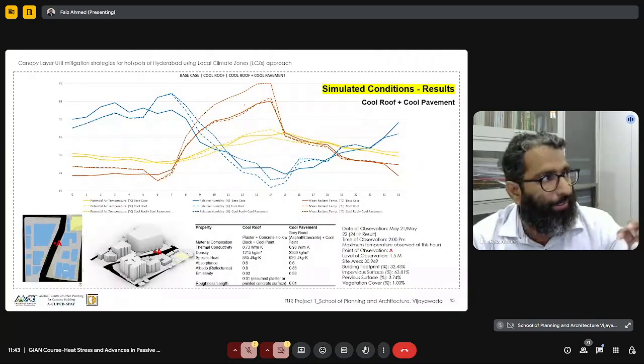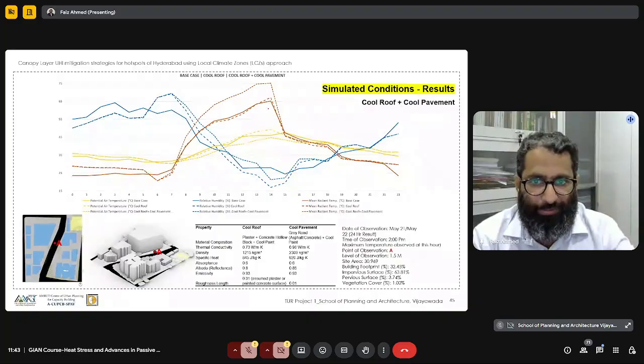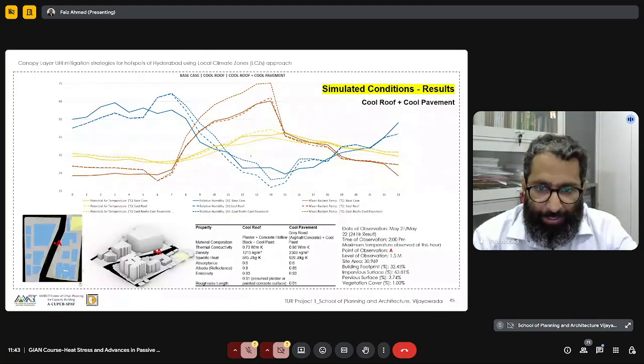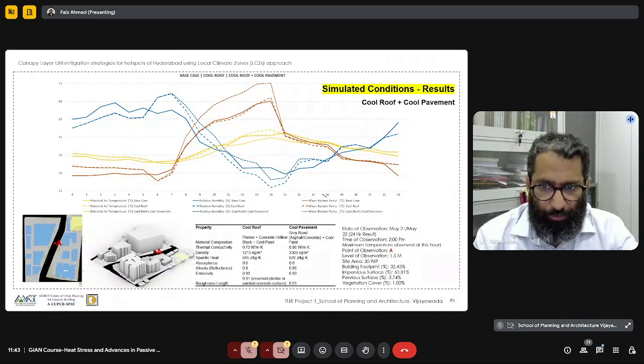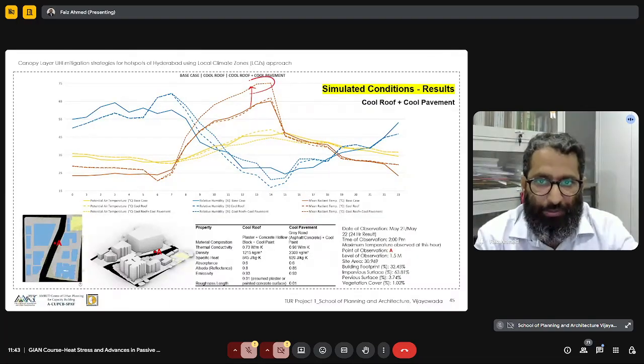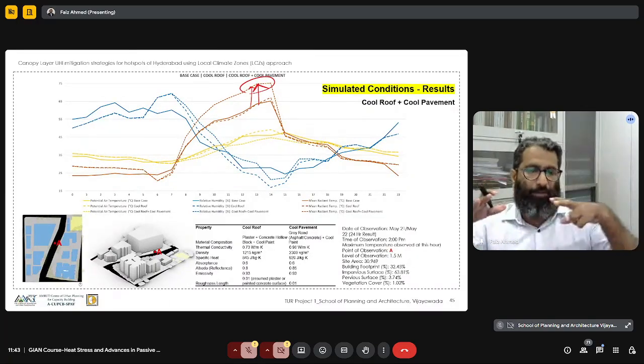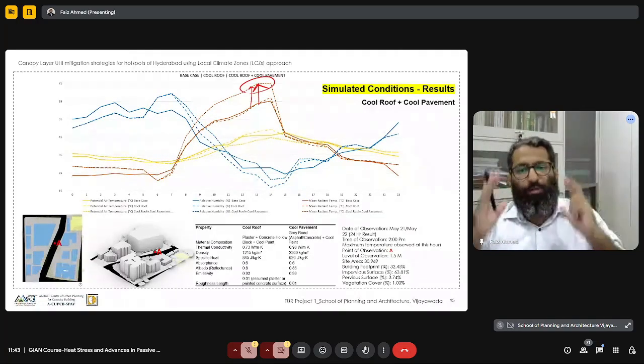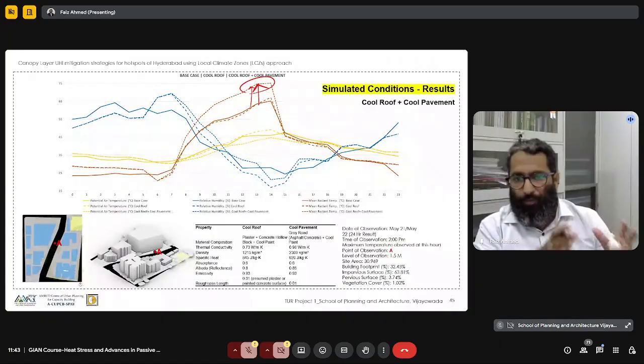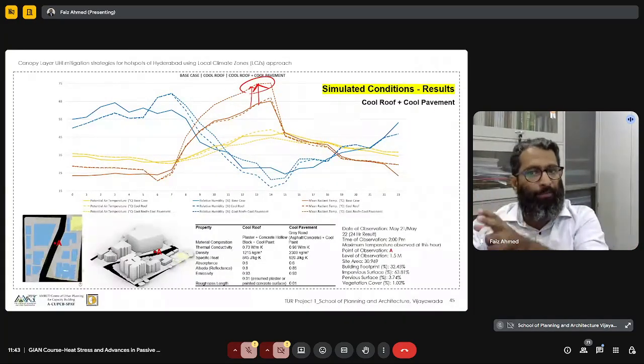However, if you see the other parameters, for example, mean radiant temperature. You can see this is the mean radiant temperature, this is the base case and the cool roof case. This is the base case and base case plus cool roof plus cool pavement. So there is an increase in mean radiant temperature. So maybe it is helping in one way, but it is creating a problem in another way.